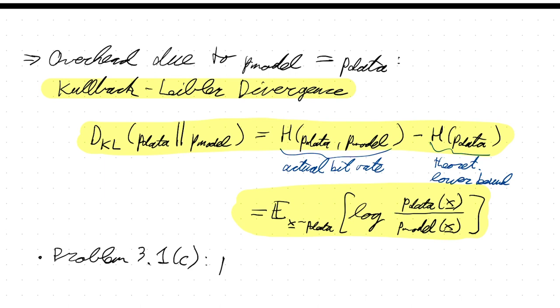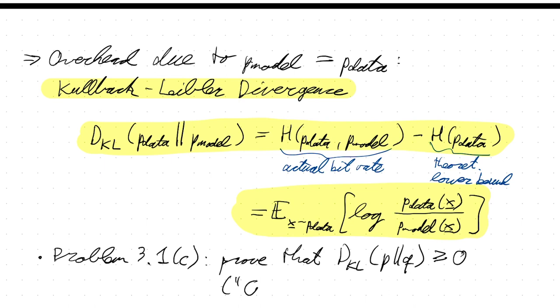You will actually show this in a more direct way. So you'll prove that the KL divergence for any two distributions P and Q, so from Q to P, is never negative. And this is called Gibbs theorem.